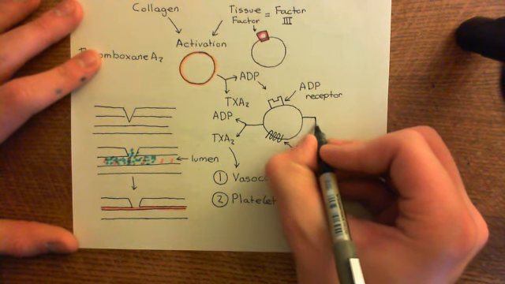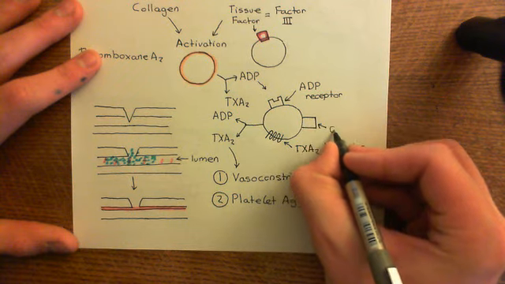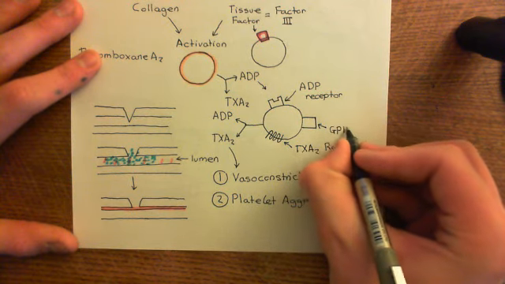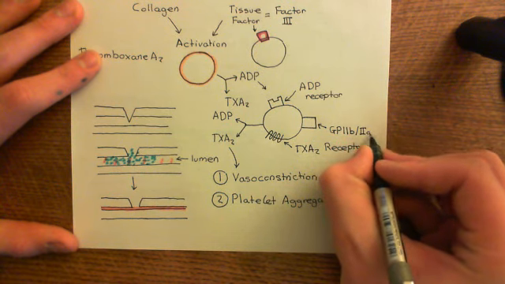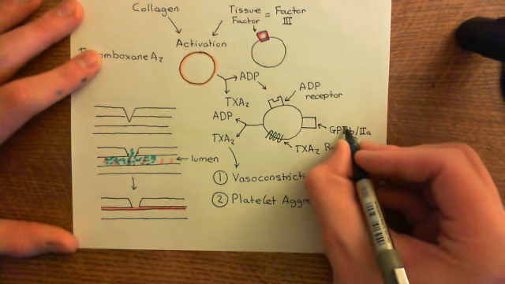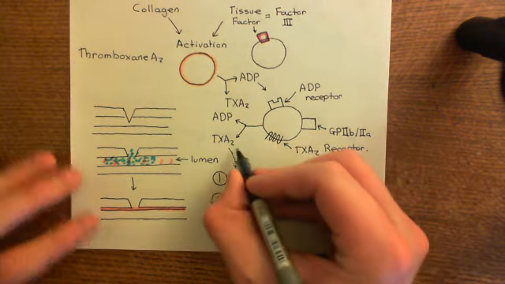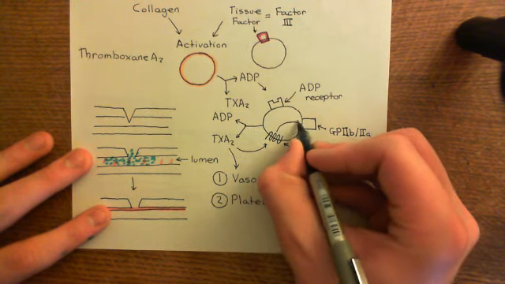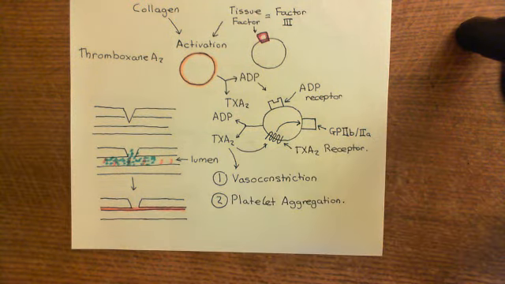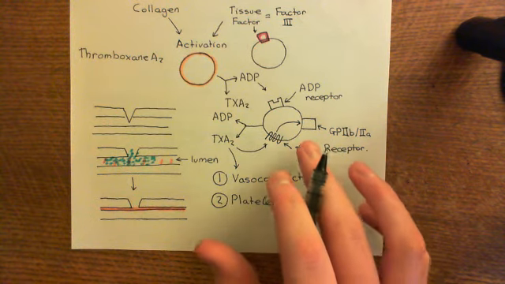So let me show this protein here. So this protein is known as glycoprotein 2B/2A. Okay, and this is going to be very important for platelet aggregation. So when thromboxane binds to the thromboxane A2 receptor, the thromboxane A2 receptor leads to an activation of the glycoprotein 2B/2A protein, and this now is going to become capable of binding to fibrinogen.